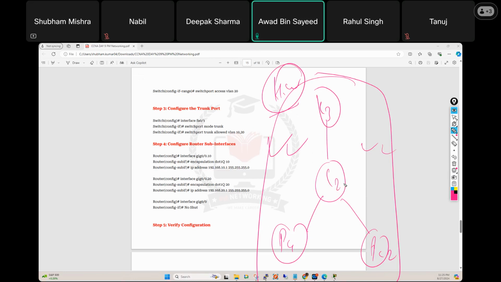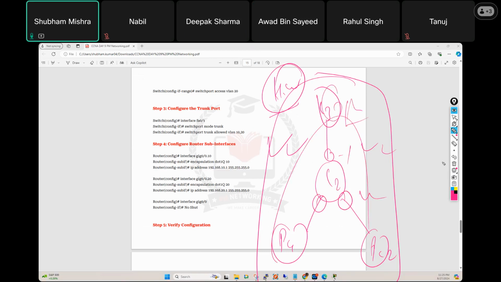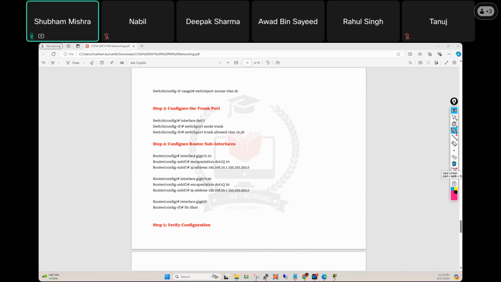Are you getting my point, everyone? Try to make communication possible here. If not possible, then try nothing. Configure these ports in the VLAN, configure this one as the trunk, enable the routing feature, then try. Okay, everyone, clear?